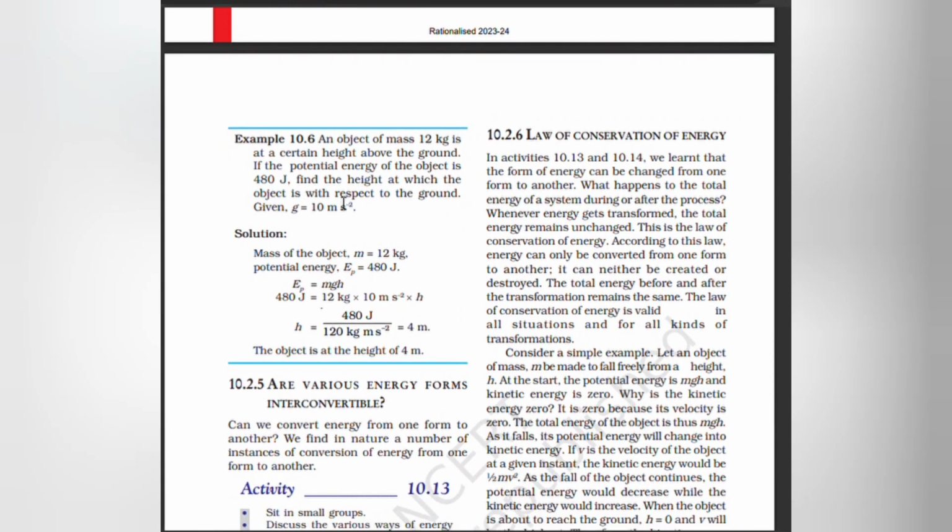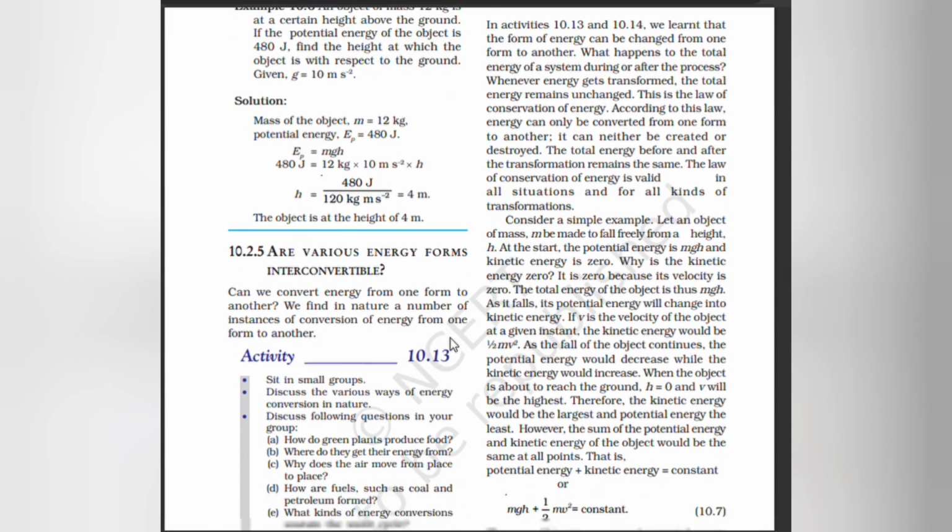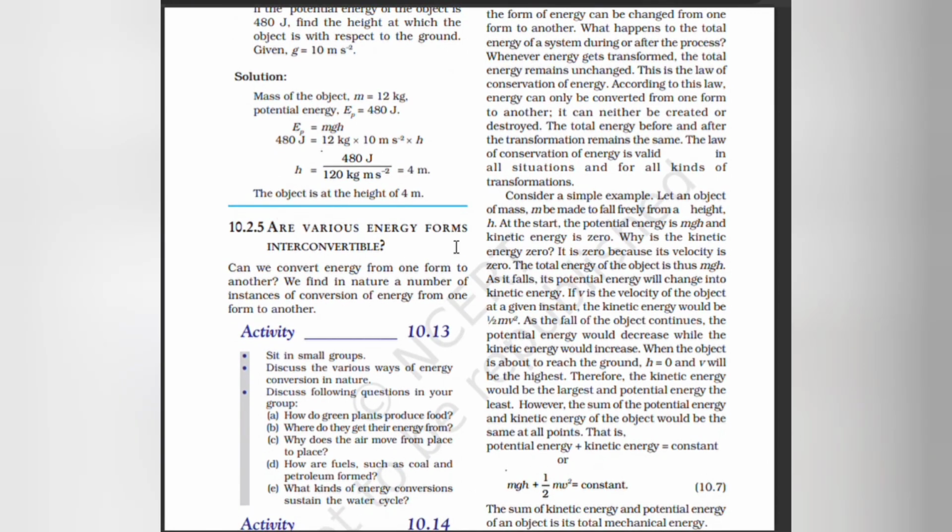An object of mass 12 kg is at a certain height above the ground. If the potential energy of the object is 480 joules, find the height at which the object is with respect to the ground. g is equal to 10 meters per second squared. Mass of the object m is equal to 12 kg. Potential energy Ep is equal to 480 joules. Ep equals mgh. 480 joules is equal to 12 kg times 10 meters per second squared times height. That height is equal to 480 joules divided by 120 kilogram meters per second squared, which is equal to 4 meters. The object is at a height of 4 meters.